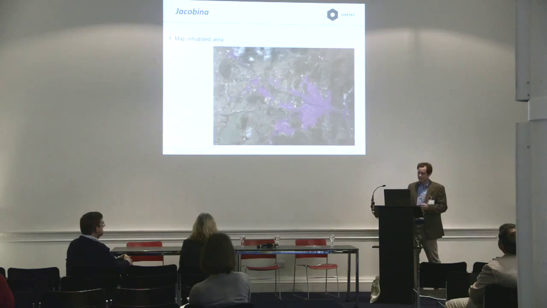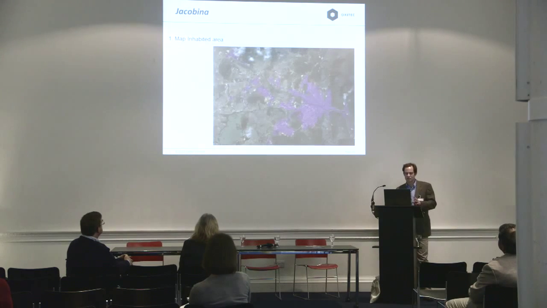So how do I go about it? I've got this city of 50,000 people. The first thing is to map the inhabited areas. As I mentioned before, Aedes is very tightly associated with people and where people live. So the first job is to map the inhabited areas. Then we subdivide. It's too big a job to tackle all in one go.